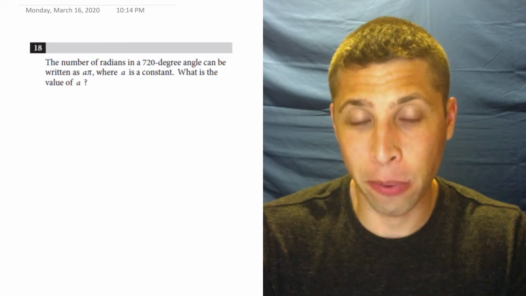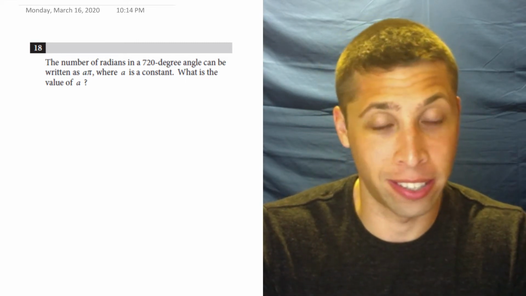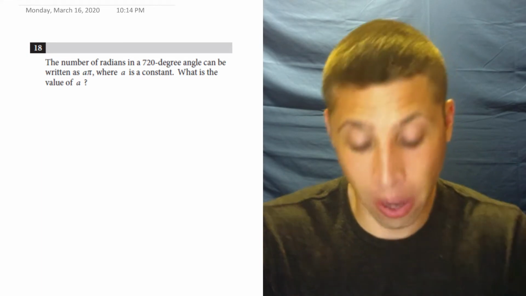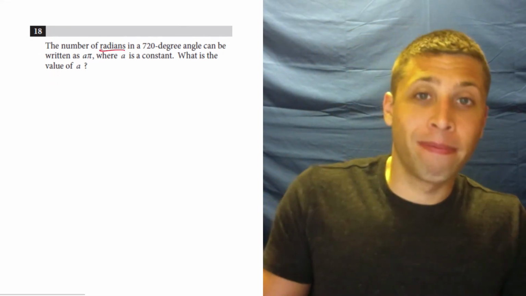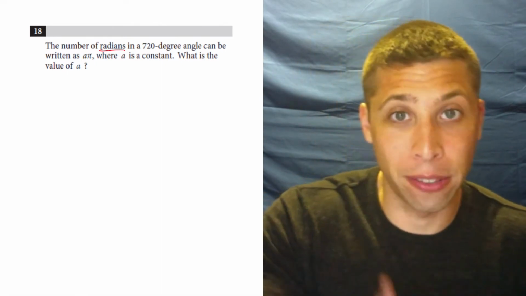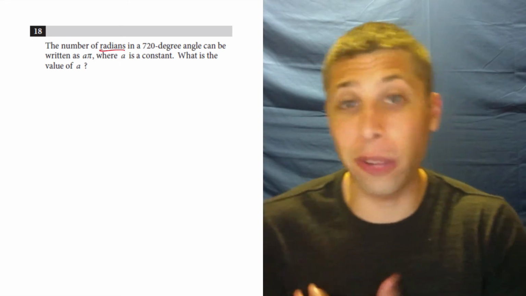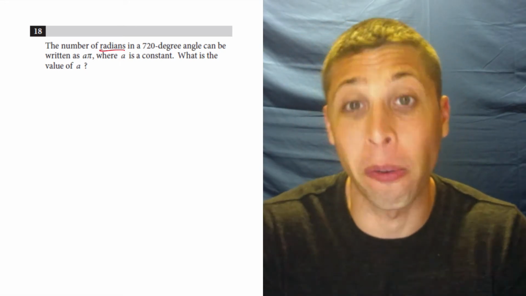Here's a good example where you can't panic when you encounter weird things in the test. So that word radians, yeah, that's a little weird. I mean, we don't encounter radians that often, at least not until later years of math. So there's a good chance you've never seen this, or that when you did see it, you were completely confused in school and didn't pay attention or don't remember.